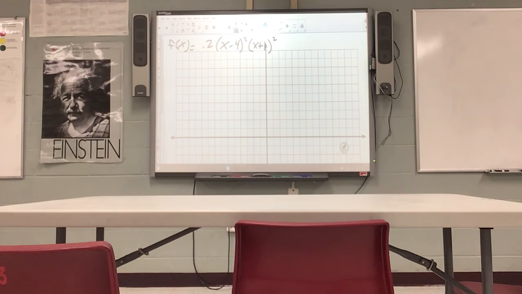Okay, so that says f of x equals 0.2 times (x minus 4) squared times (x plus 1) squared. So I'm going to give you a second to experiment, see what you come up with, (x minus 4) squared, (x plus 1) squared. And then we'll talk about it.